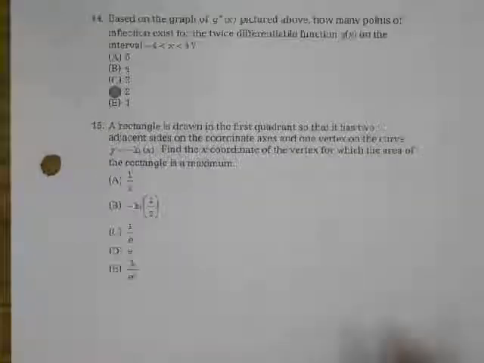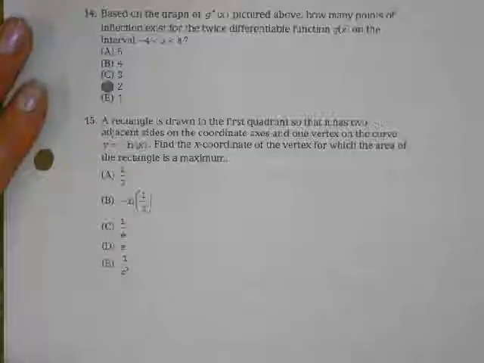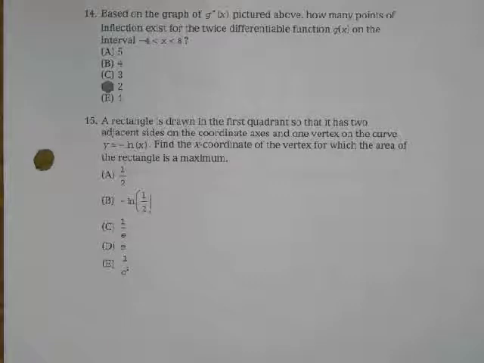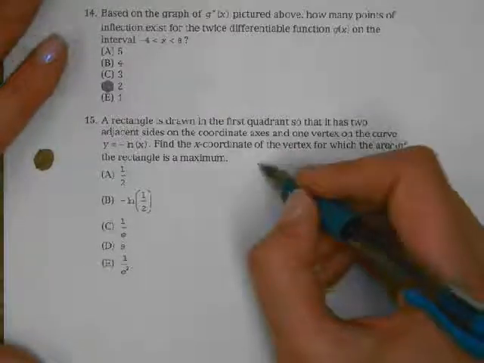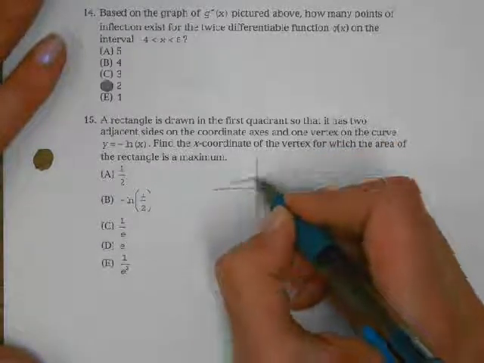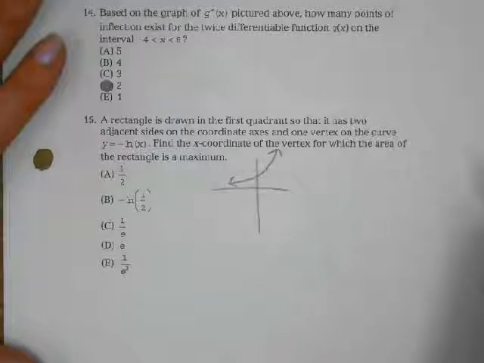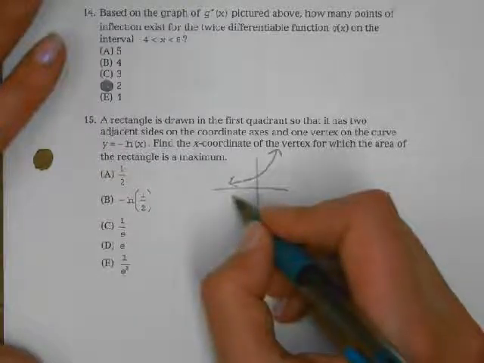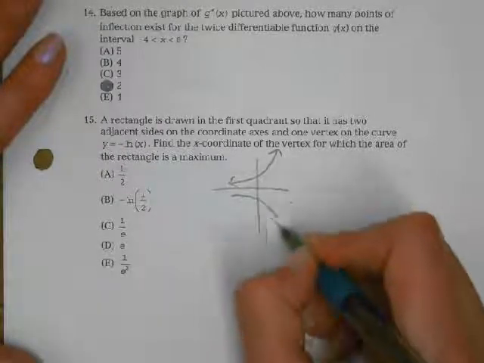15. A rectangle is drawn in the first quadrant so that it has two adjacent sides on the coordinate axes and one vertex on the curve of negative ln x. So to start with, I did not remember what negative ln x looked like. So what I did is I was thinking e to the x would look something like this. So negative e to the x looks something like that.